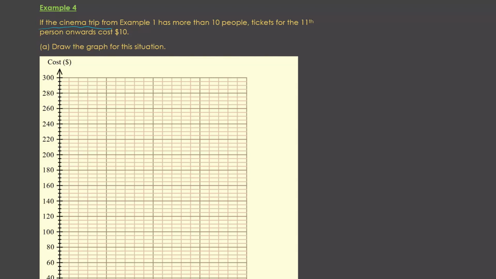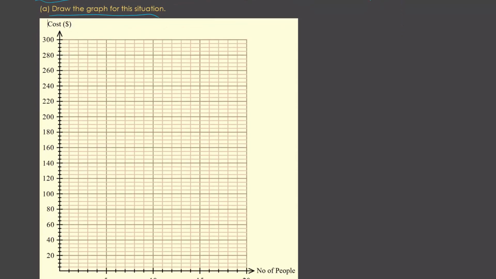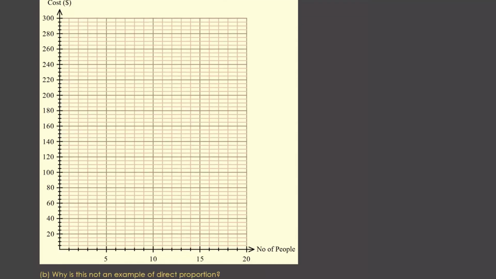If the cinema trip from example 1 has more than 10 people, tickets for the 11th person onwards cost $10. Remember from example 1 that the tickets cost $15 per person. We want to draw the graph for this situation. So what we have is that the first 10 people pay $15 each.